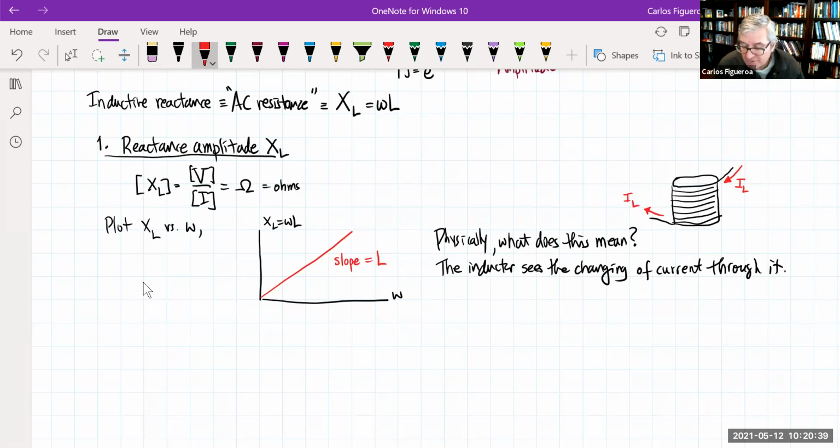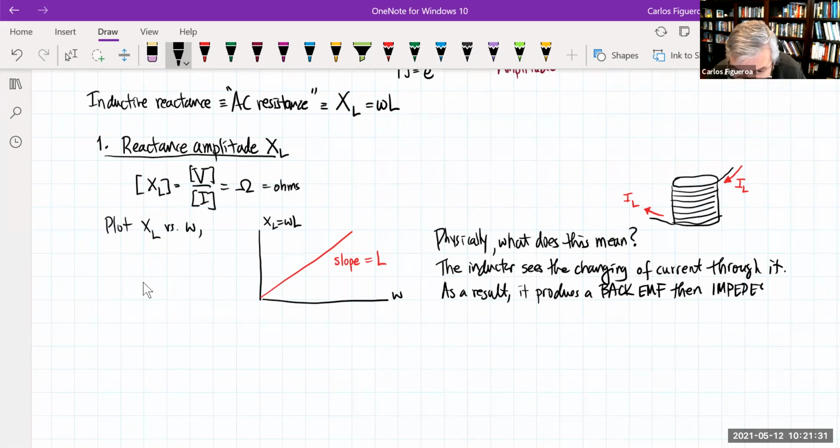So what happens here is that as soon as you try to change the current of the inductor, it's going to produce a back EMF field. And remember, there's an induced current when you do that. And that induced current will determine the voltage that actually comes about. So what you're seeing here is that the inductor sees the changing of a current through it. As a result, it produces a back EMF. And I'm assuming you know exactly what I'm talking about. And that back EMF then impedes the flow of current.